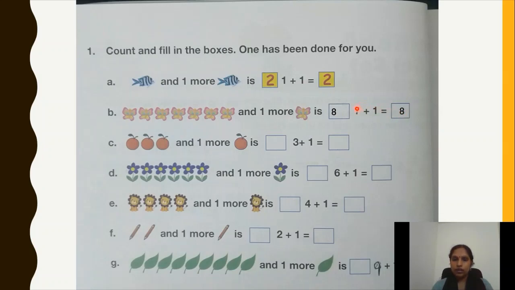Is it clear? 7 plus 1 gives 8. Note it down in your textbook.